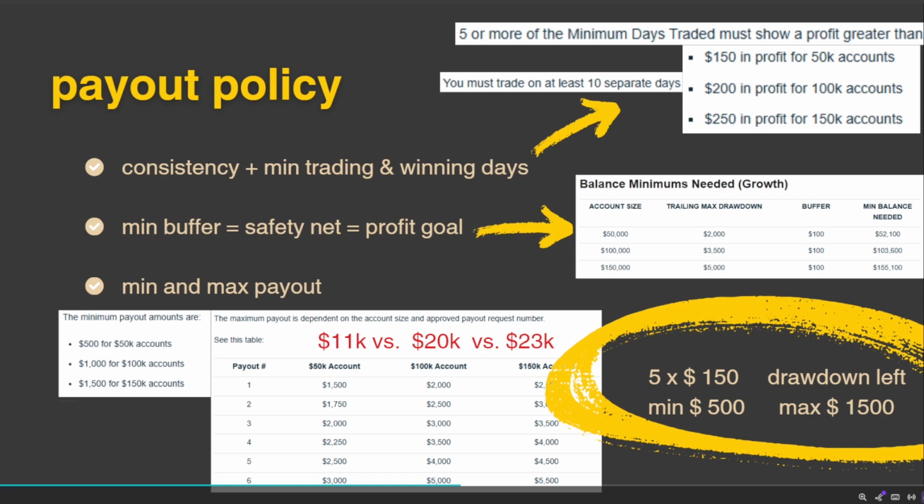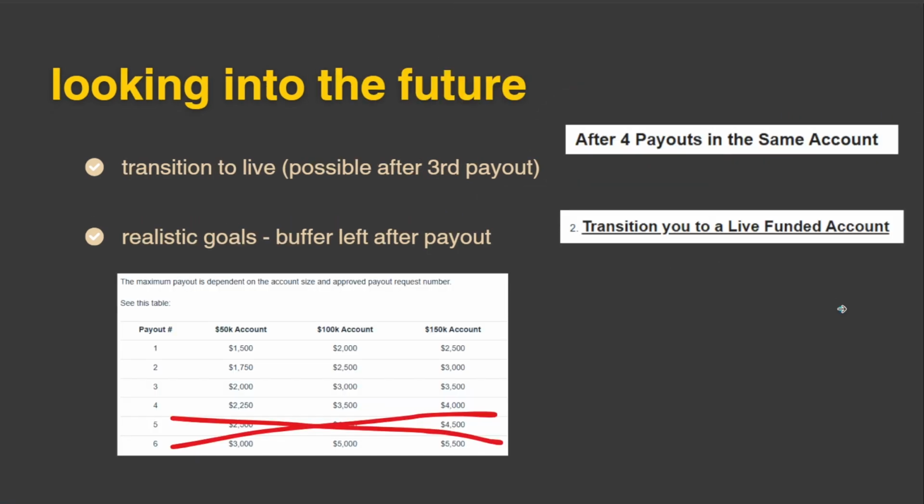Because in my personal opinion, if you look into the future, if you can plan ahead, you can plan to always pay out the maximum. But in reality, I think the first payout will be nearly the minimum, because you not only have to win the amount you want to get paid, you also need to have a buffer, and you need to build the buffer, because the saddest thing is if you lose your funded account again.